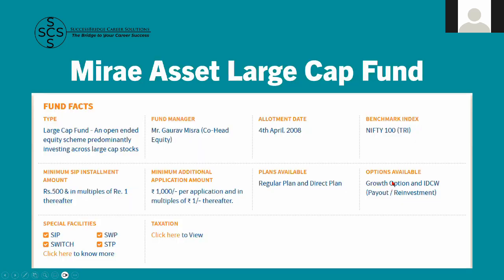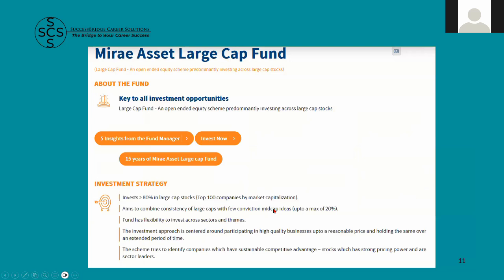Next, we look at another fund, which is the Mirae Asset Large Cap Fund. It's quite old, started in 2008, and it says that it's a large cap fund, an open-ended equity scheme, predominantly investing across large cap stocks. Okay, and this is where it gets interesting. Now it says that we will predominantly invest in large cap stocks.